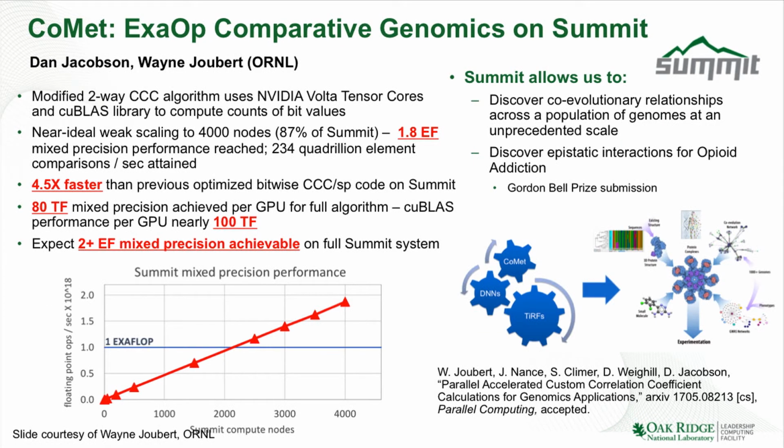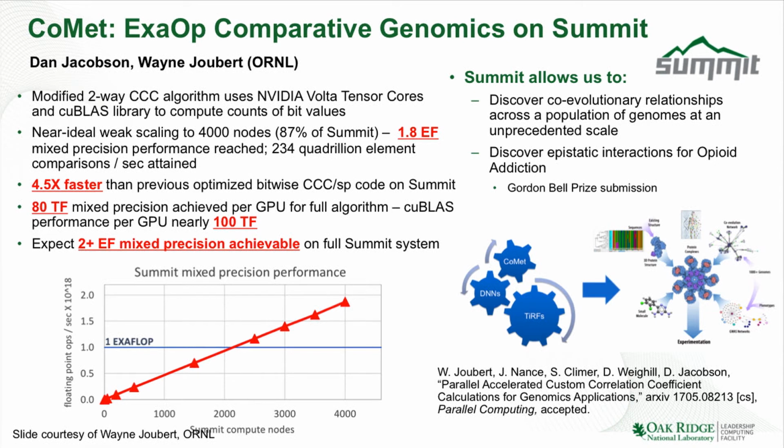I'm going to talk about one application, and this is not my application, but this is one of the new use cases for Summit. So we like to talk about Summit being the smartest supercomputer in the world. We see with those tensor cores great potential applications for machine learning and AI. And this is actually a genomics project that's being led out of Oak Ridge by Dan Jacobson, who's a genomics person, and Wade Joubert, who's an application scientist in my group.